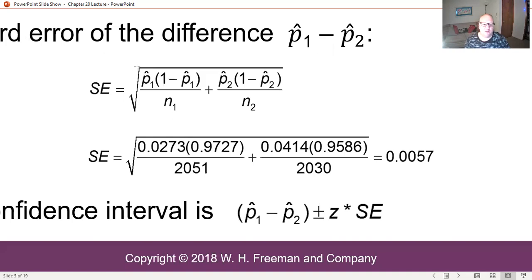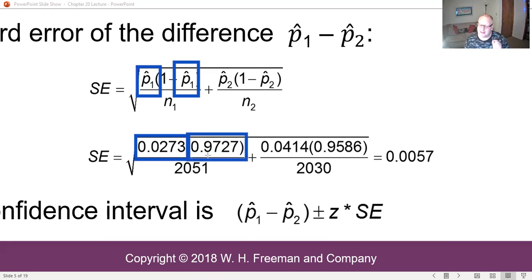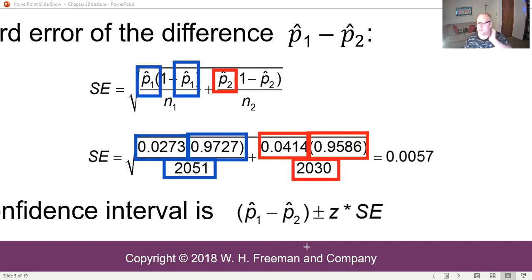So for p-hat-1, which is here and here, apparently that was the number 0.0273. And then 1 minus that number is what you see here. And for that first group, there were 2,051 middle-aged men. Now for the second group, we'll highlight that with red. We have p-hat-2, which is this figure, and then 1 minus that, which is this figure, and then over the amount of middle-aged men in group 2, which is this figure.